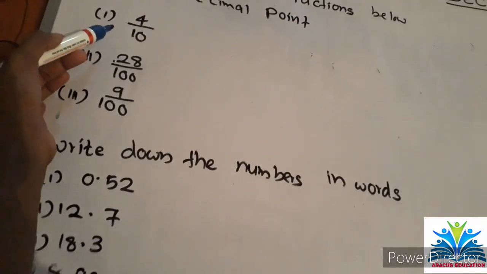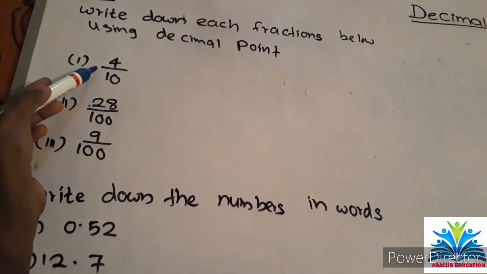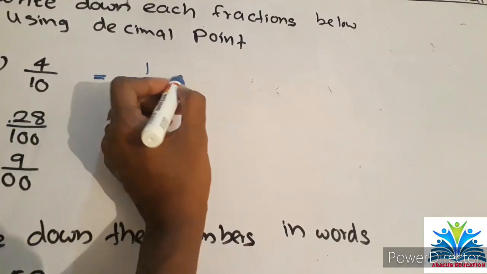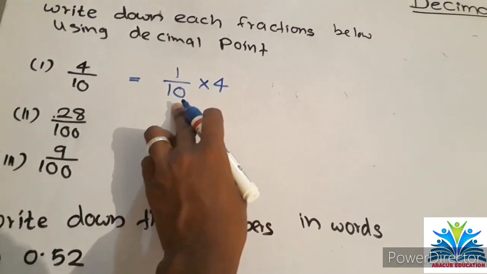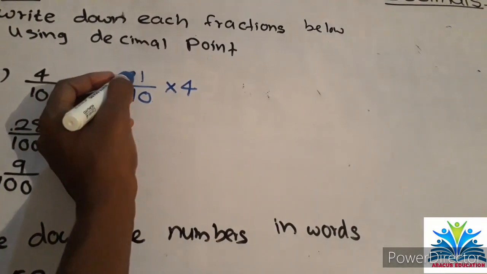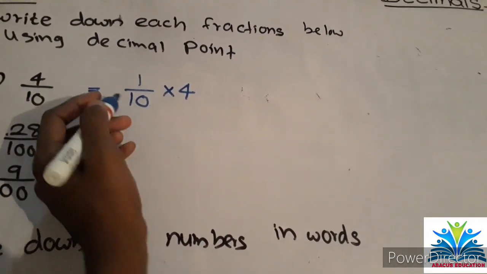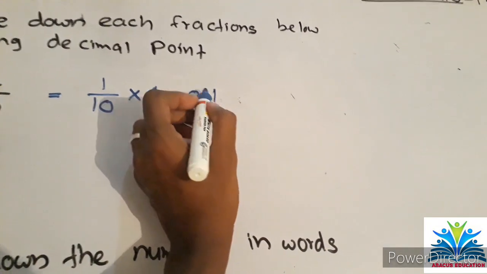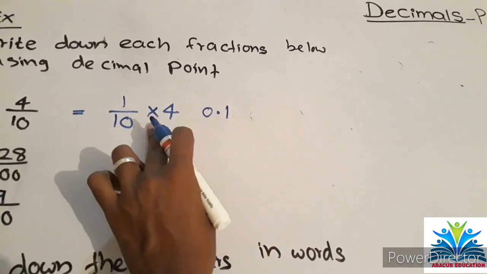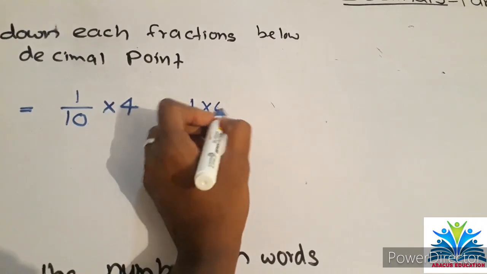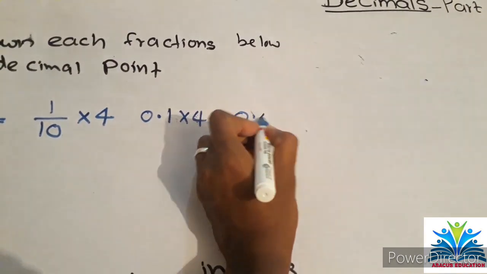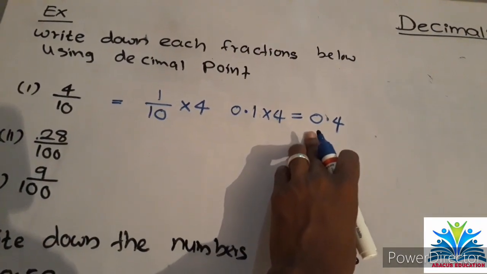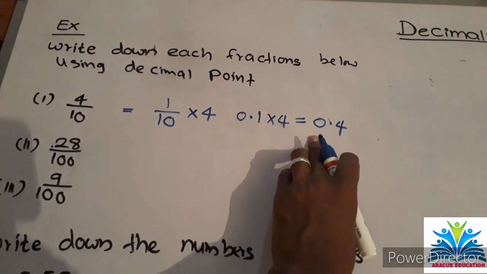So there are 4 tenths. 1 tenth is equal to 0.1. It is multiplied by 4, so it becomes 0.4. The answer is 0.4.